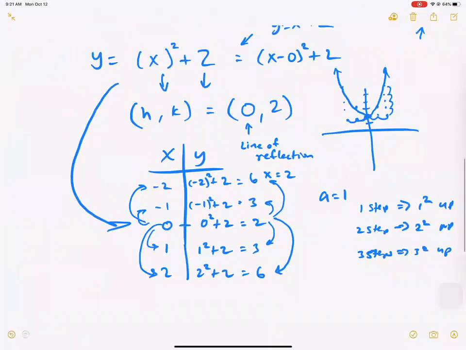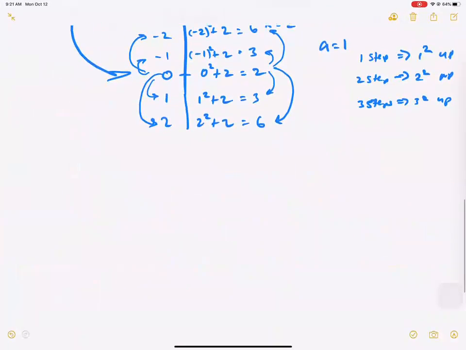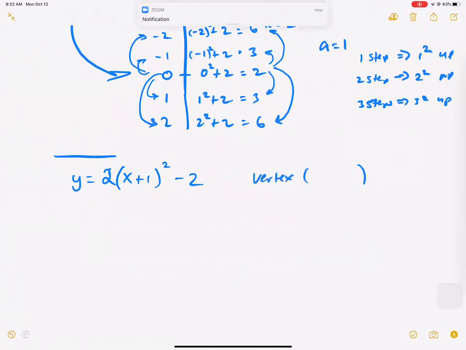Now, let's change this a little bit. Let's give ourselves another example. Y is equal to 2 times x plus 1 squared minus 2. Help me find the vertex of this graph. Please tell me what my h and k would be. It should be negative 1, negative 2. Negative 1, negative 2. Why?